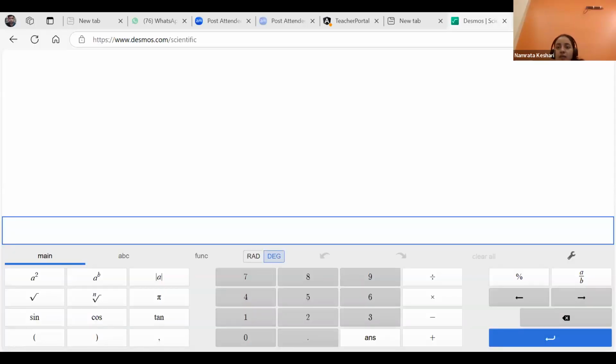Yeah, we know that one. n into n plus 1 by 2. So I'm going to use the same formula. Can you see my screen? Yeah, I can see your screen.